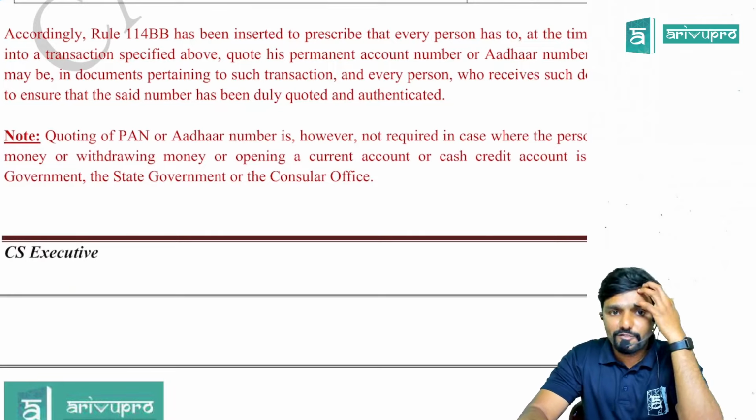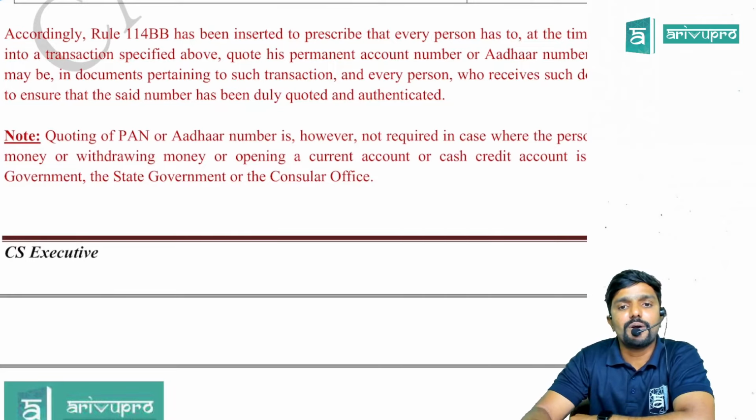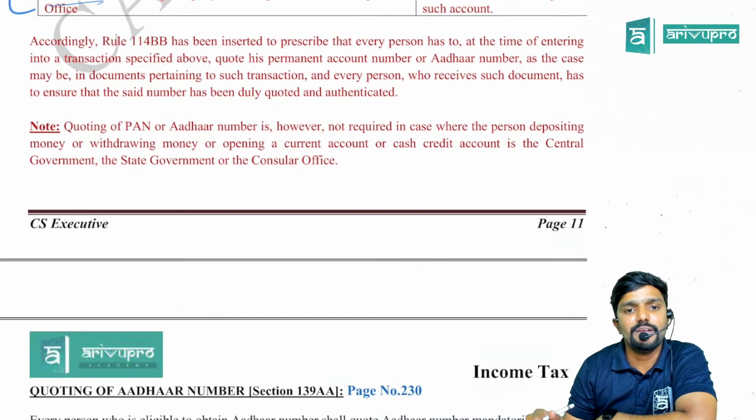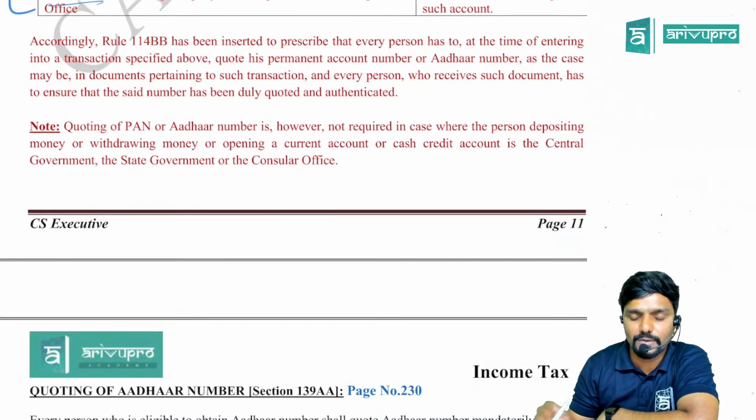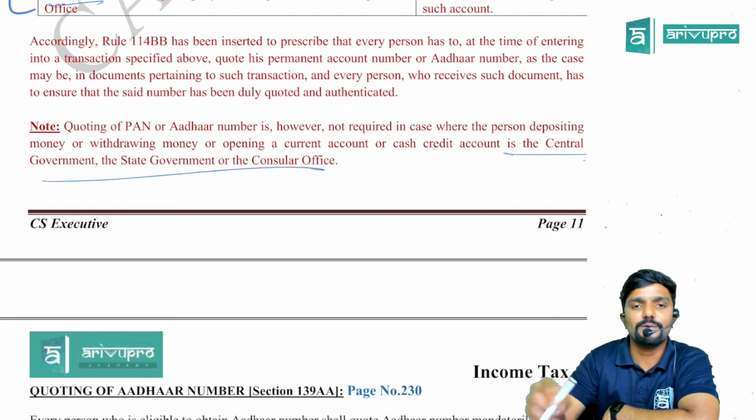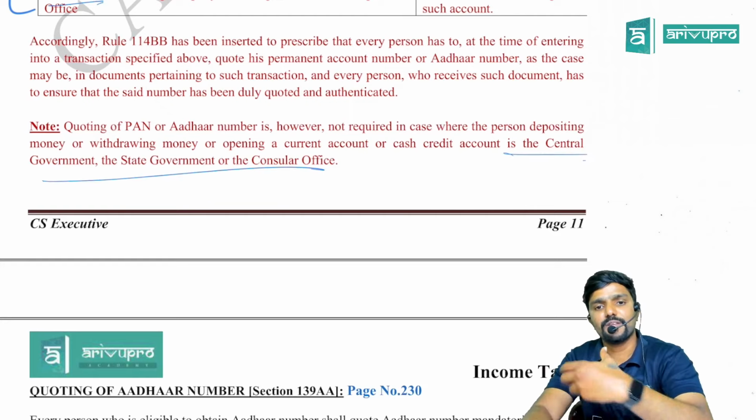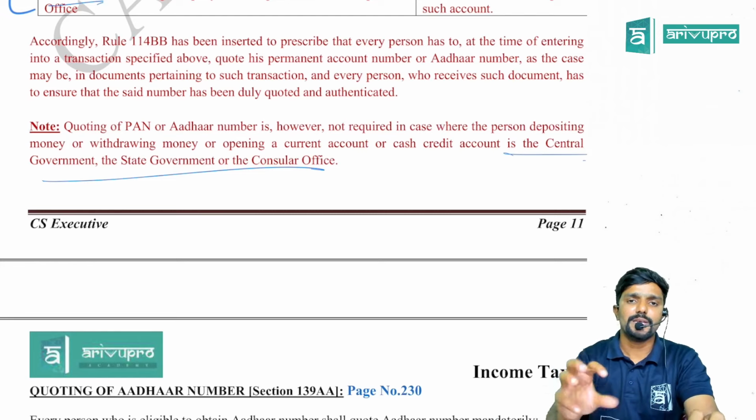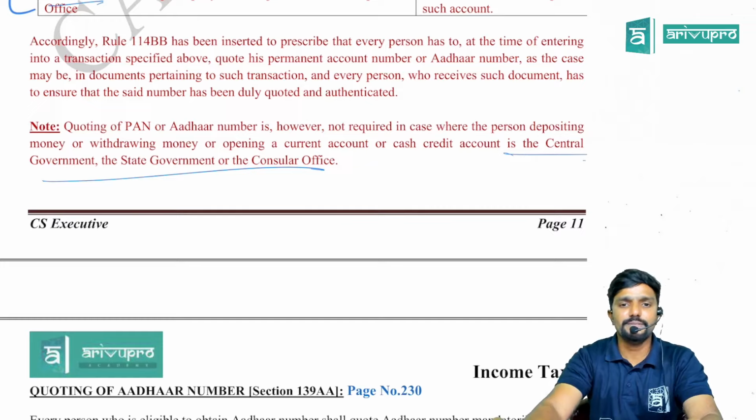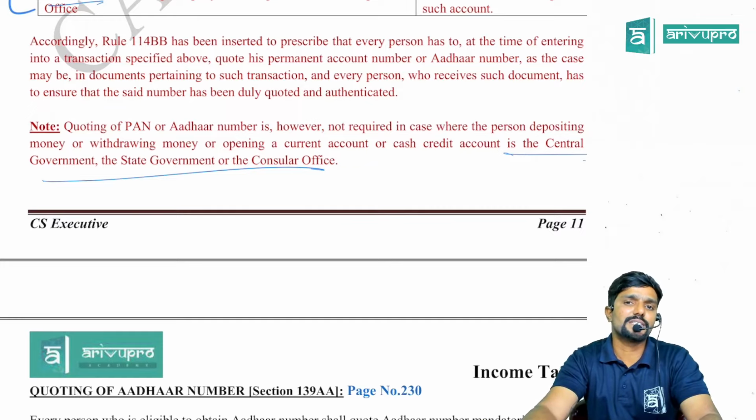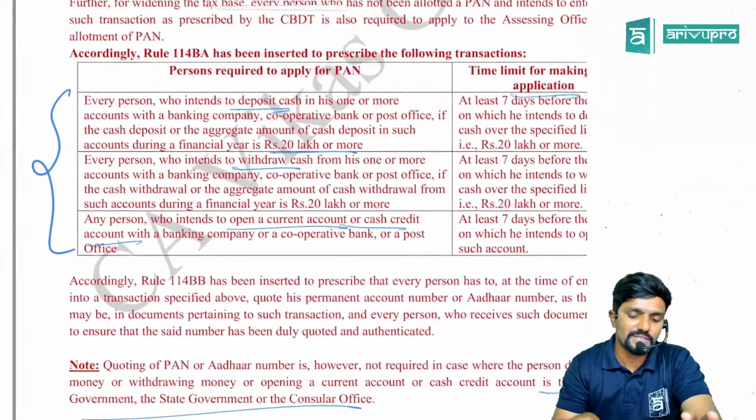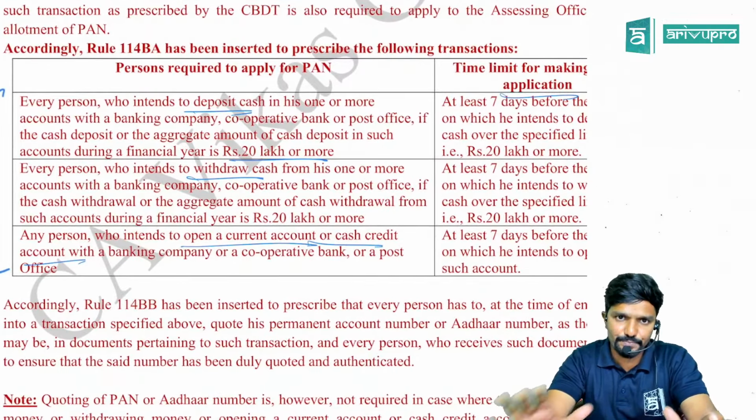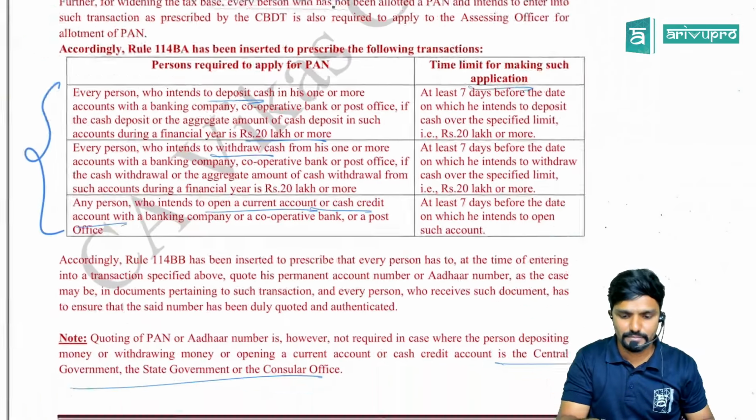Note, quoting of PAN or Aadhaar number is however not required in case where the person depositing money or withdrawing money or opening current account or cash credit account is central government, state government or consular office. If these are the people concerned, central government, state government or consular office, meaning foreign embassy, if they are the ones who are depositing or withdrawing the money or opening the current account or cash credit account, for them this provision is not at all applicable, guys. Is that clear?